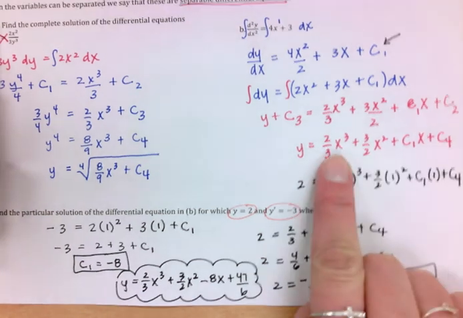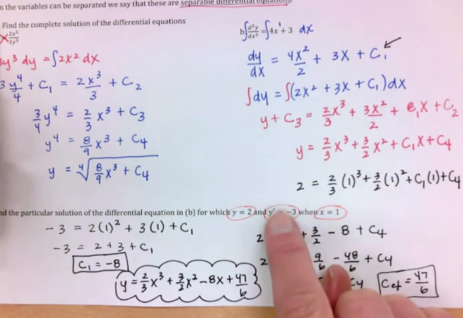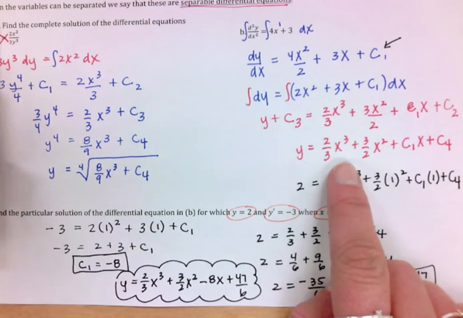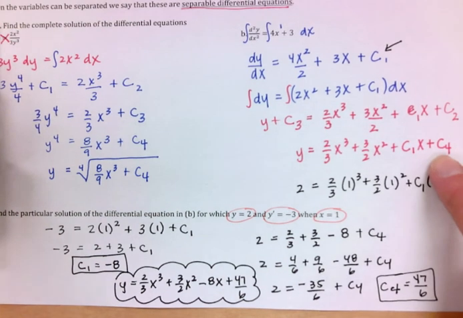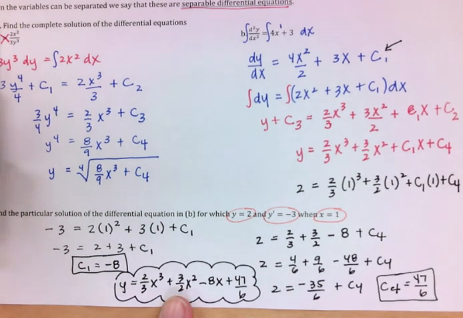That was just a bunch of algebra, just getting there. I got to here using calculus, and after that, this part is just algebra. You just have to plug in a whole bunch of stuff to different equations until you can find who is C1 and who is C4. Okay, so that's how you get your particular solution.